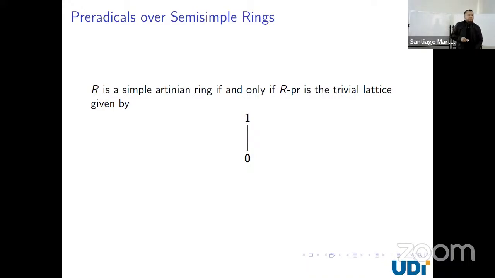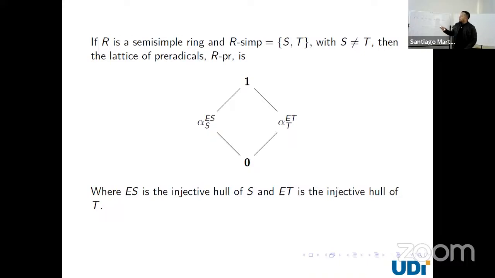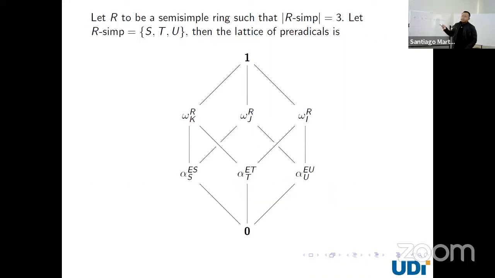Remember, to talk about a lattice, we need an order, which we saw yesterday. For radicals, we say sigma is less than or equal to tau if and only if sigma of M is less than or equal to tau of M for all M in R-Mod. So with this order, we get a lattice. And for semisimple rings, we found these lattices. As an example, if we have two simple modules in a semisimple ring, with no isomorphisms between them, we have these lattices, and we have this one for three simples.